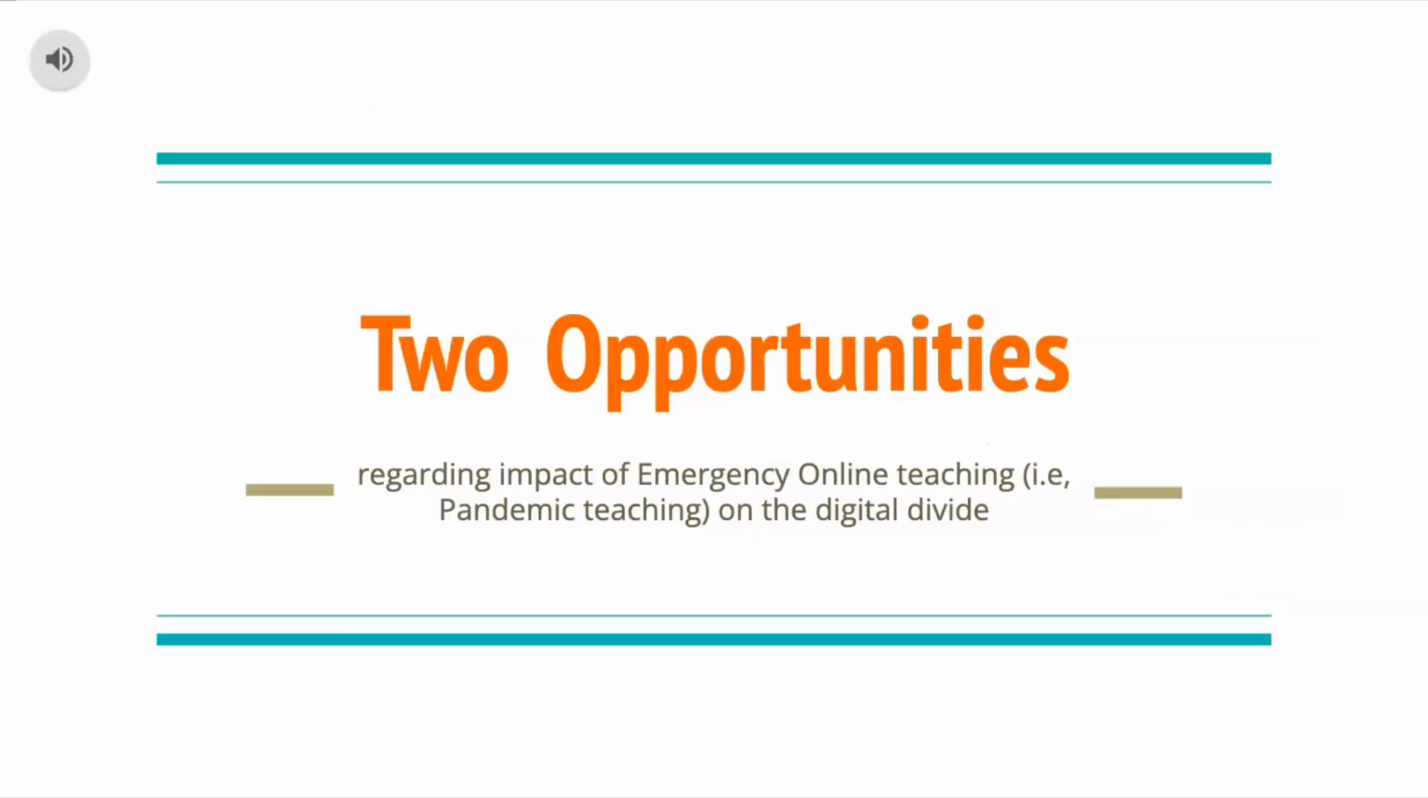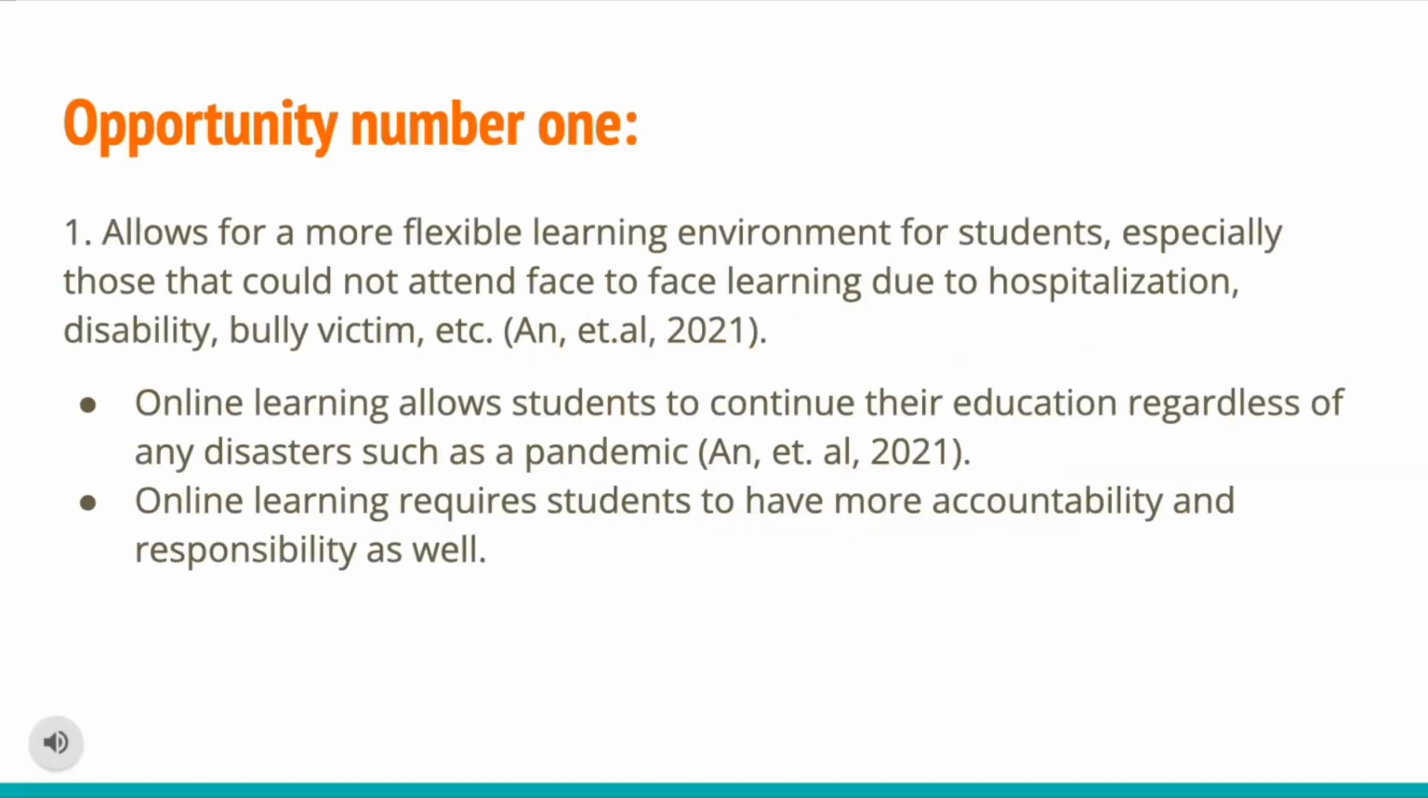Two opportunities regarding impact of emergency online teaching, i.e. pandemic teaching, on the digital divide. Opportunity number 1. Allows for a more flexible learning environment for students, especially those that could not attend face-to-face learning due to hospitalization, disability, being a bully victim, etc. Online learning allows students to continue their education regardless of any disasters, such as a pandemic. Online learning requires students to have more accountability and responsibility as well.